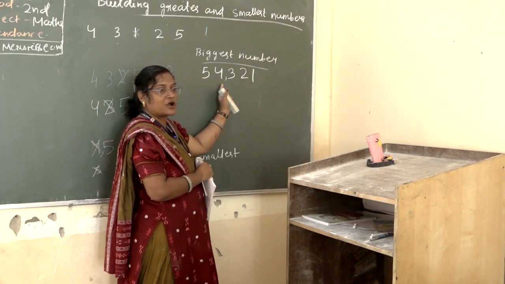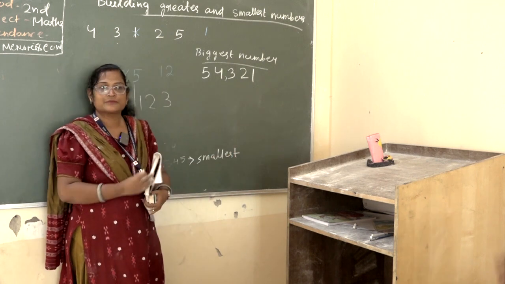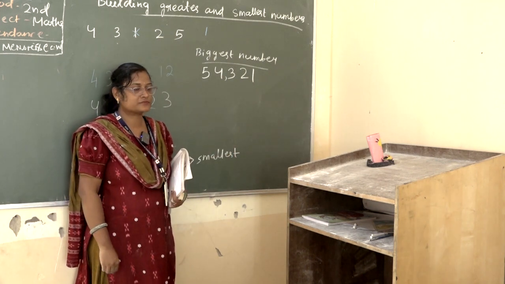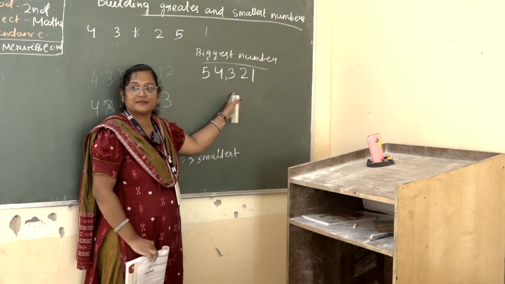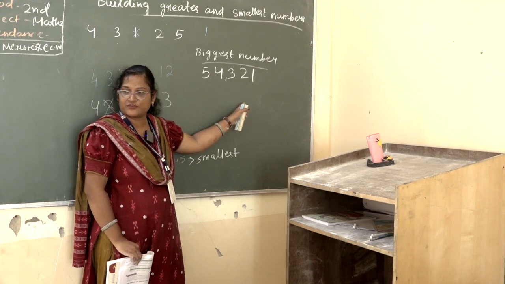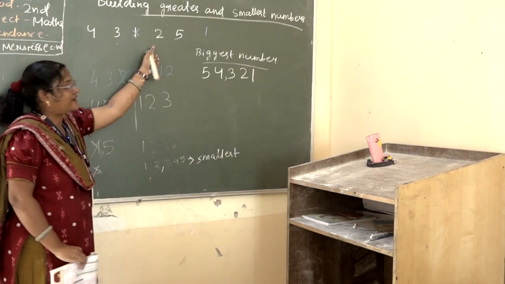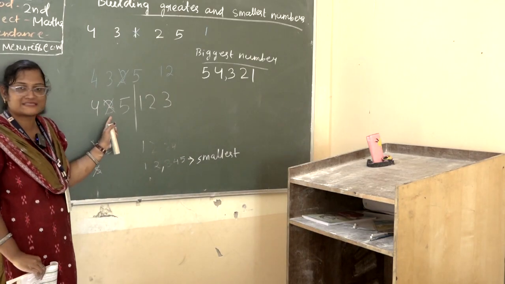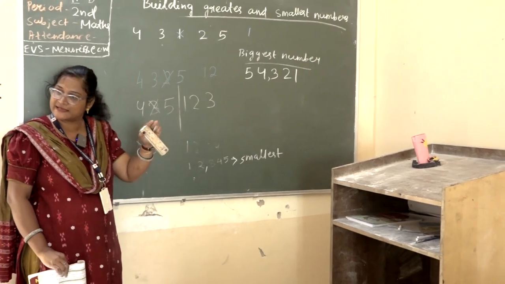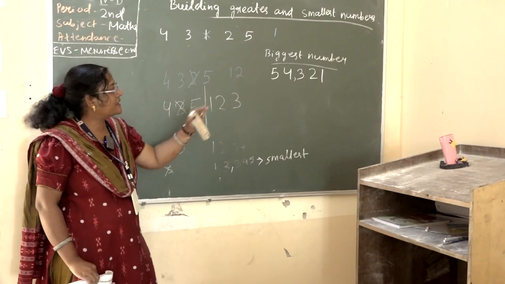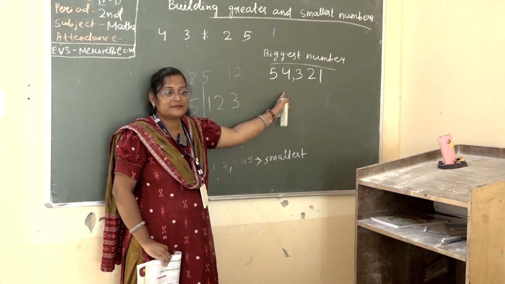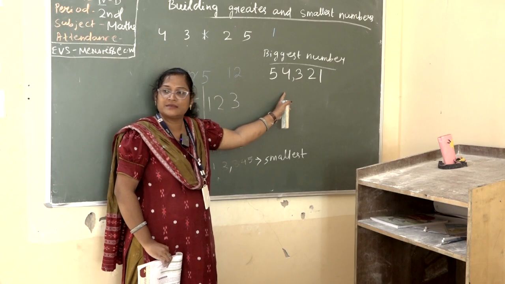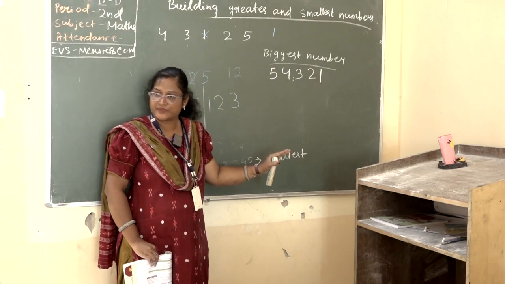So how will you read the number? 54,321. Good. So using these 5 digits, how to find the smallest number? You have to write the digits in increasing order, ascending order. And how to find the biggest number? We have to write all the digits in decreasing order, or descending order.